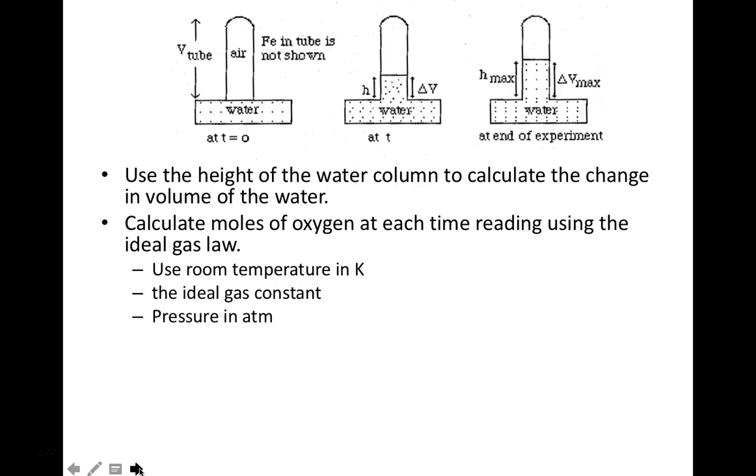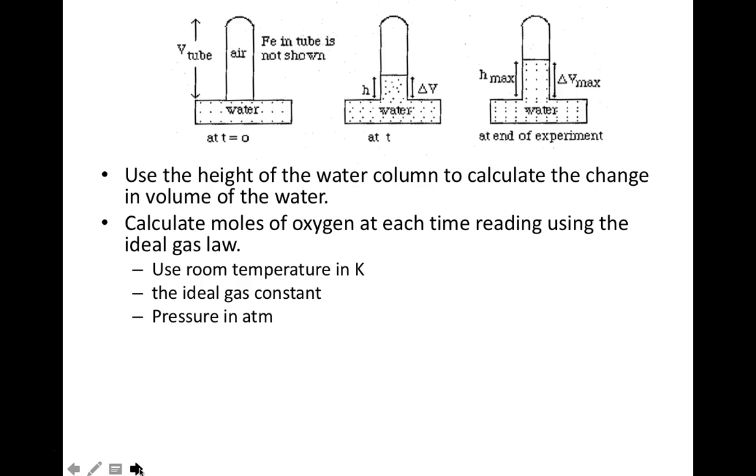So we're going to use the height of the water column to calculate the change in volume of water, right? This is going to give us a change in volume of oxygen, right? So we can calculate the moles of oxygen at each time reading using the ideal gas law. I'm going to give you all the data, but I'm also going to give you the room temperature and the pressure inside the room. More than likely, it's going to be in inches mercury. We've all looked at the barometer. It's an imperial unit, so I'll probably give it to you in that. You're just going to have to convert that to atmospheres.